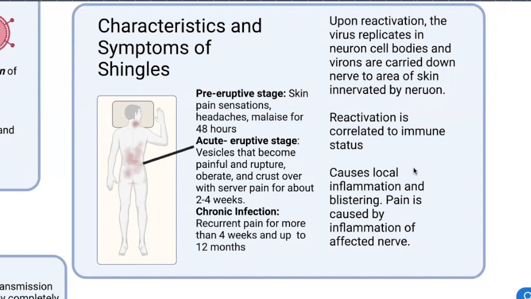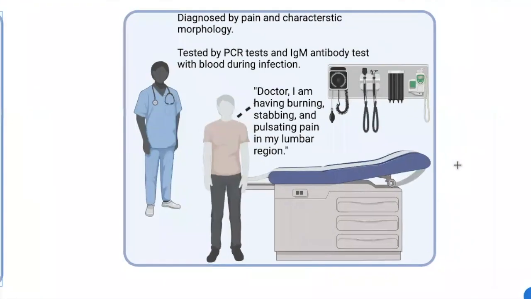The active eruptive stage involves vesicles that become painful and rupture, ulcerate, and crust over, with severe pain for about 2 to 4 weeks. Chronic infection is when there is recurrent pain for more than 4 weeks and up to 12 months. Doctors can diagnose shingles by pain and characteristic morphology, and test for the virus by PCR and IgM antibody tests with the use of the patient's saliva or blood sample.